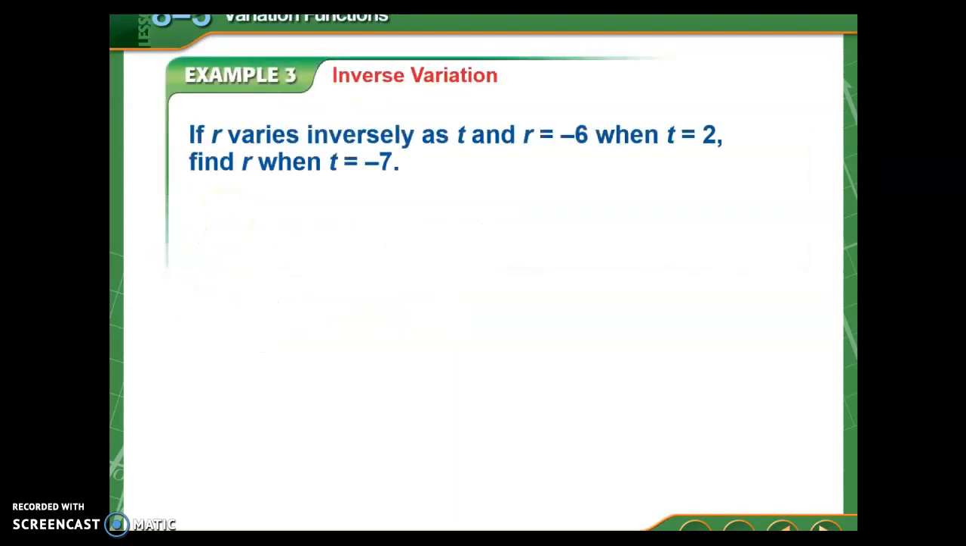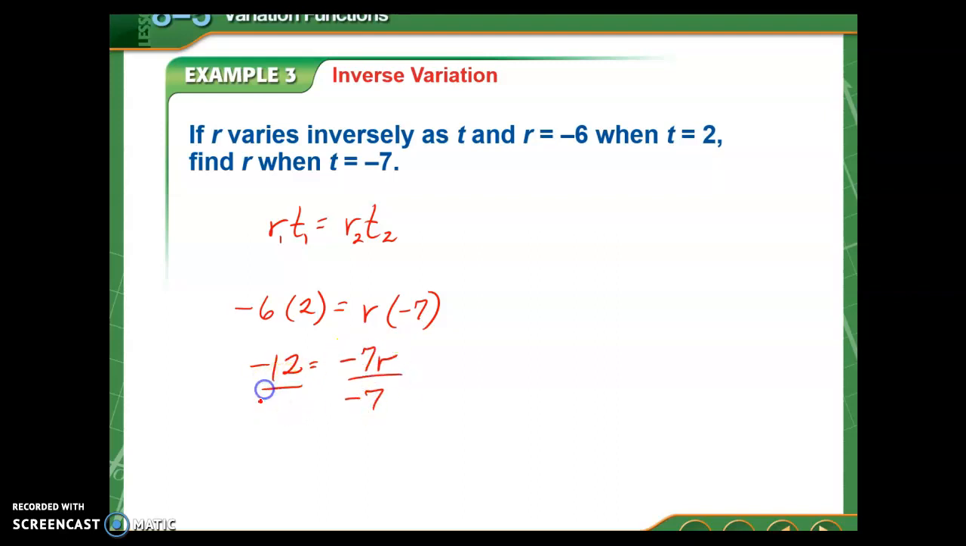So r varies inversely as t, so r times t will equal any other r times t. So if r is -6 and t is 2, then r times -7 will equal that. So -12 equals -7r, and divide by -7. r equals -12 over -7.